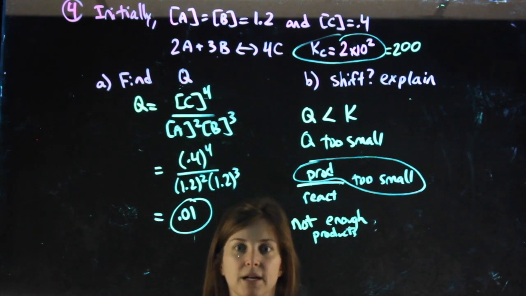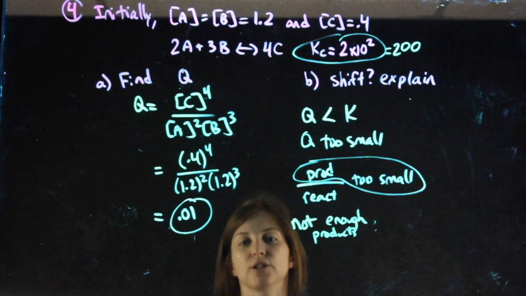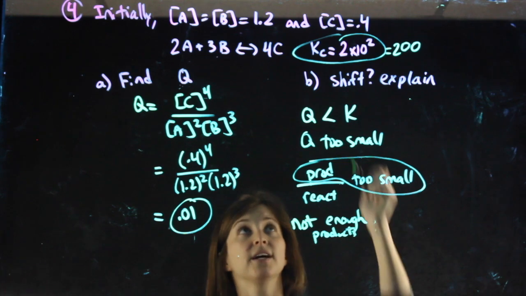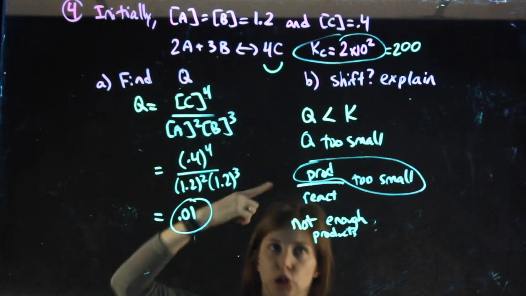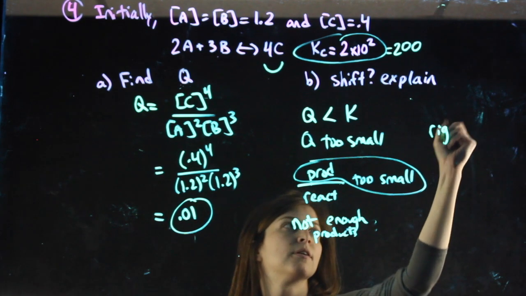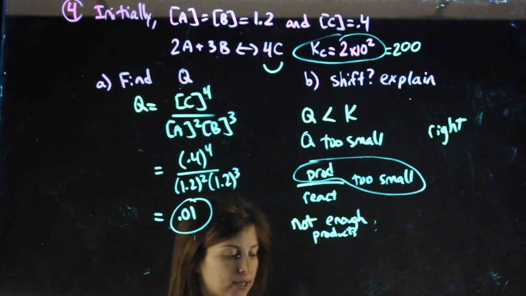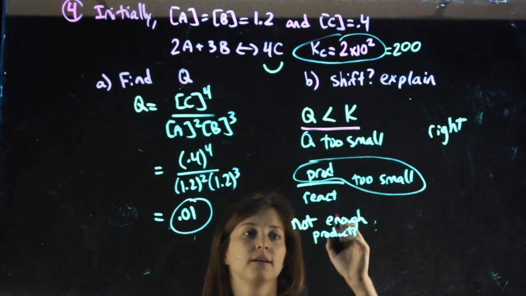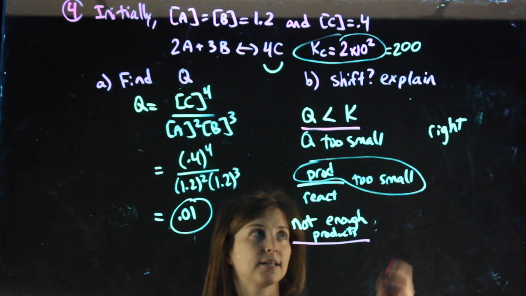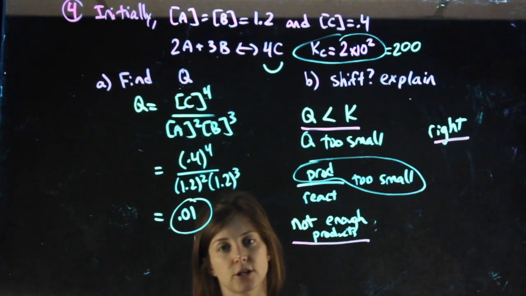Not enough products means I'm going to need to shift to make more. I'm going to shift to the right. Or you can think of it as a hole on the product side, not enough. Shift right to fill it. In terms of your explanation, saying that Q is less than K is needed, saying there are not enough products is needed, and then telling me to shift is also necessary.